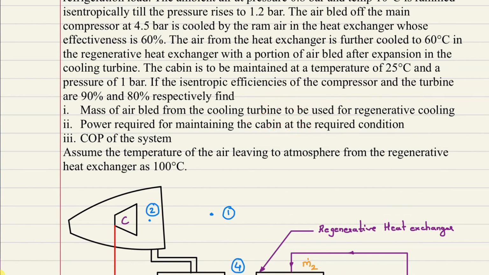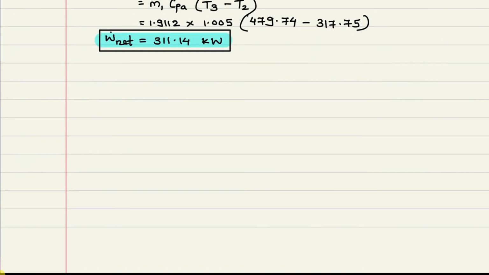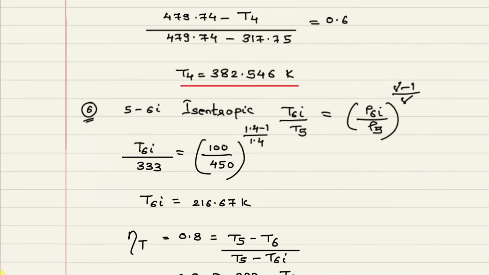So next heading, COP of the system. So COP, coefficient of performance, is equal to the desired effect Q dot A divided by the power input, net power consumed W dot net, equal to. Now in the question, what is the total tonnage given? We will see that.